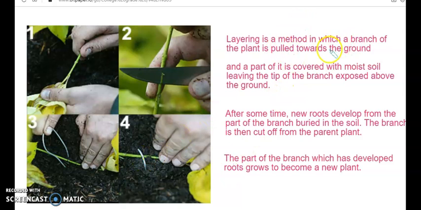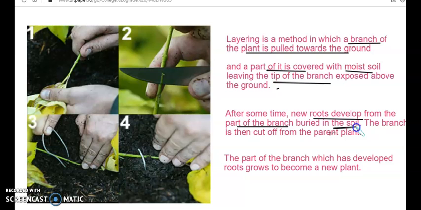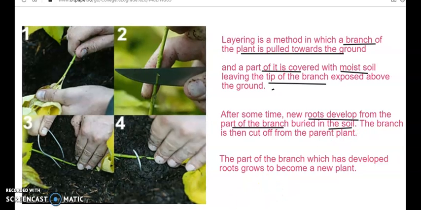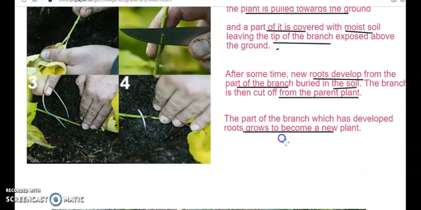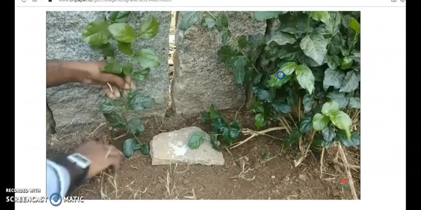So layering is again a method in which a branch of the plant is pulled towards the ground and a part of it is covered with moist soil, leaving the tip of the branch exposed above the ground. Now, after some time, maybe a week or 10 days later, new roots will develop from the part of the branch which is buried in the soil. This branch is then cut from the parent plant. So the part of the branch which has developed roots grows and becomes a new plant. Okay, so this is how layering can be done.